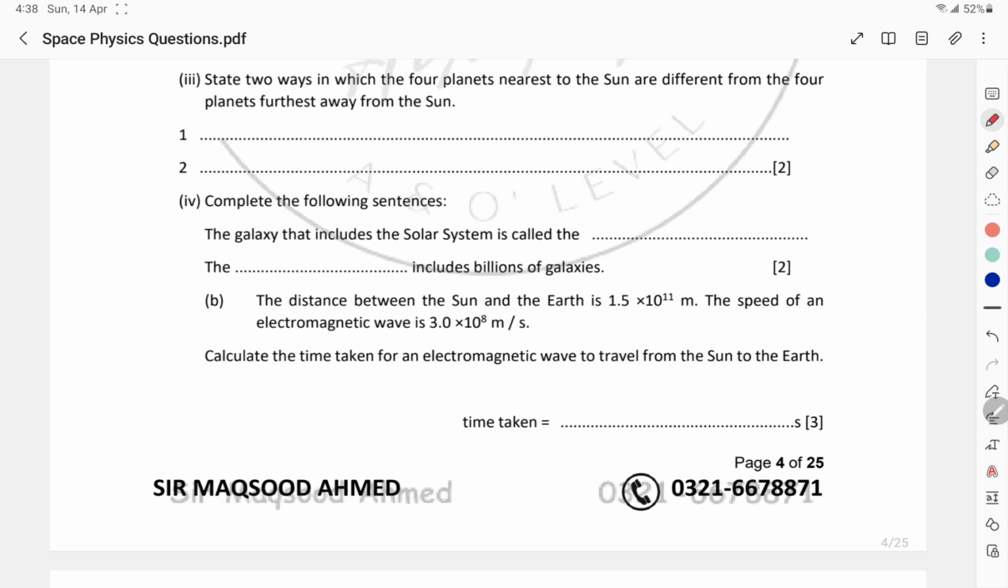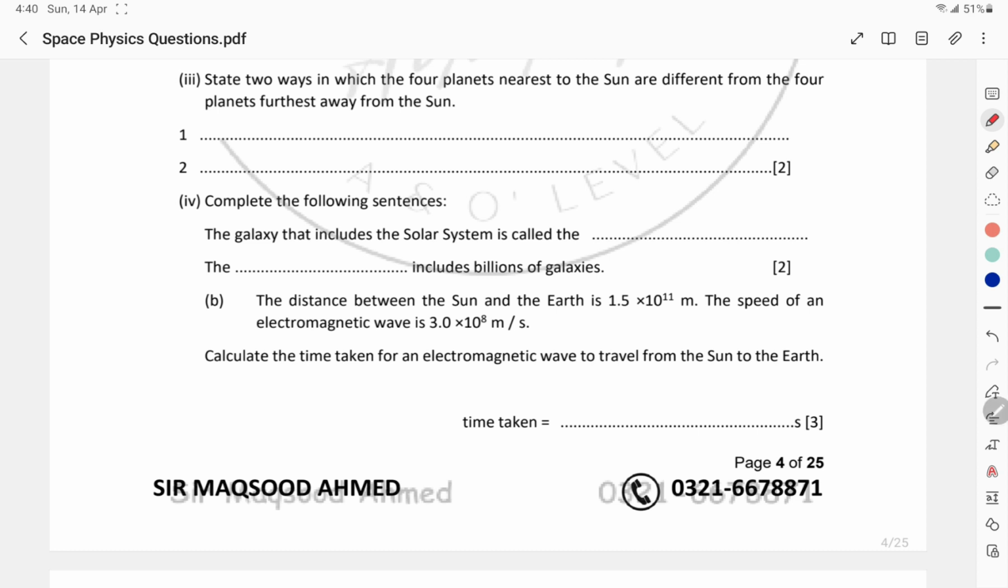Now the fourth part. In the first blank we will write the Milky Way, and in the second blank we will write the word universe. Now question number 5, part B. The distance between the sun and the earth is 1.5 × 10^11 meters. The speed of an electromagnetic wave is 3.0 × 10^8 meters per second. Calculate the time taken for the electromagnetic wave to travel from the sun to the earth.